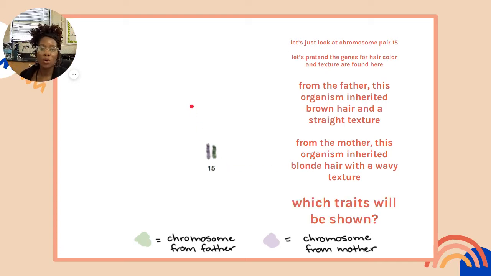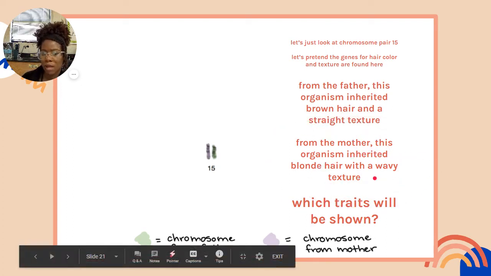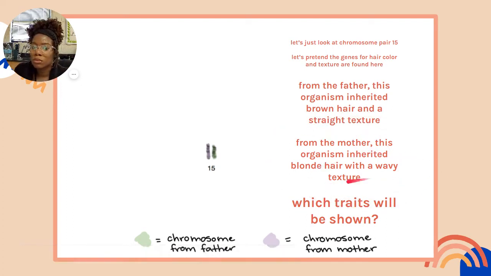So how do we know which traits will be shown? Will the organism have brown hair, or will the organism have blonde hair? Will the organism have straight texture or have a wavy texture? How do we know? They have copies of both. How do we know which one's actually going to be shown?